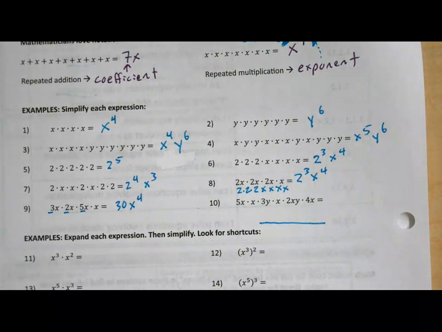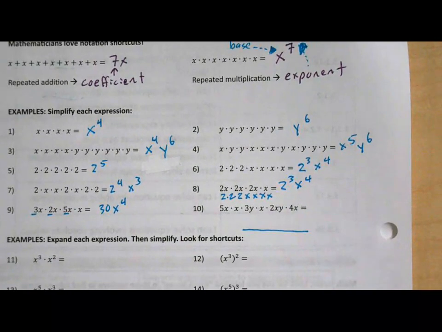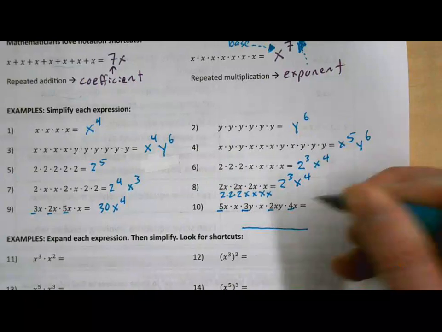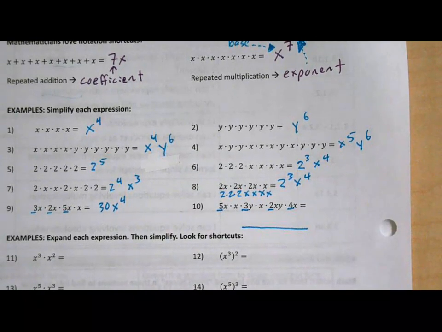Let's look at this last one together. Let's do it the same way. Focus on your coefficients. You've got 5 times 3 times 2 times 4. Now, if you can't do that in your head, grab your calculator.